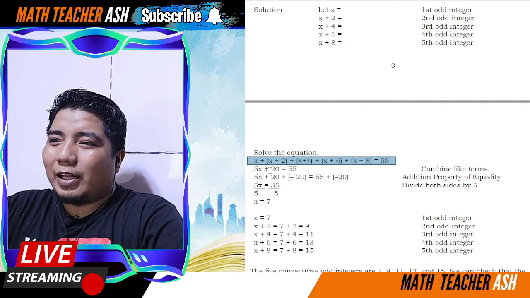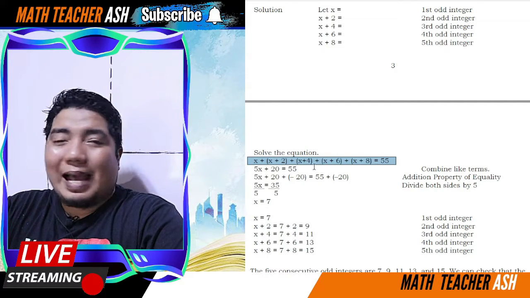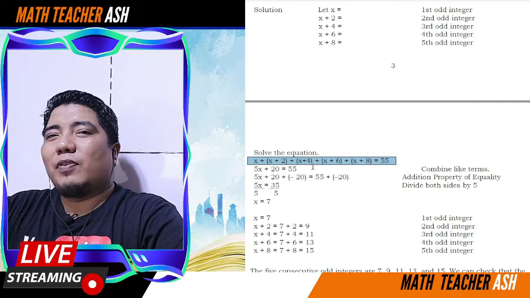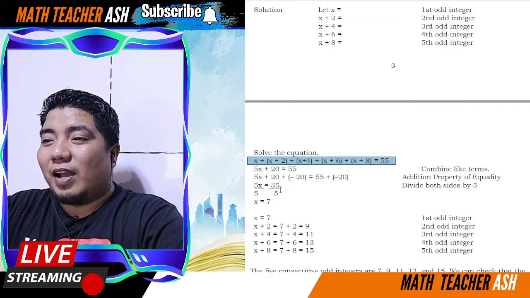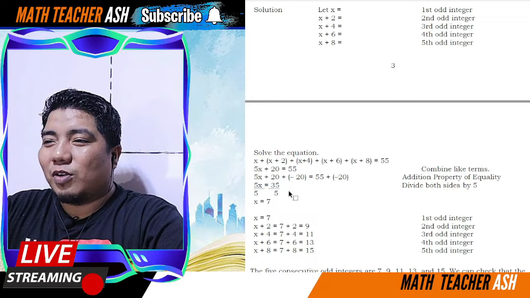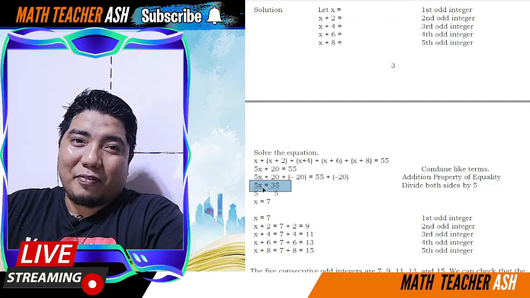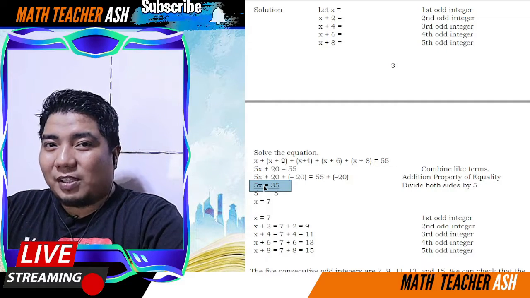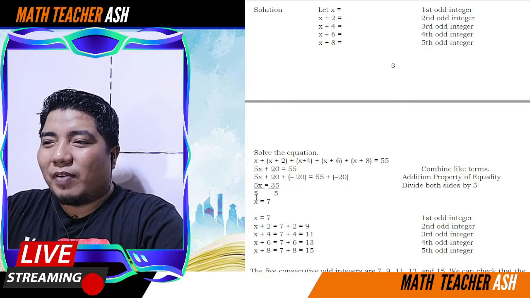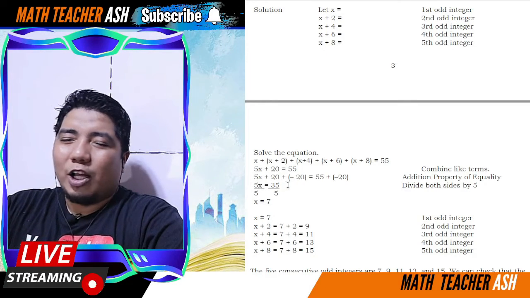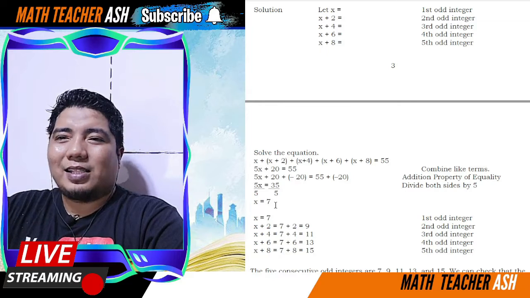Of course, combined like terms, si 20 ngayon ay ililipat sa kabila. So, 55 minus 20 na yan. So, 55 minus 20, that is 35. Ay, ito na yun. Alright. So, I hope that is clear to you. Since ang x natin ay may katabi na 5, magde-divide tayo ng 5 sa both sides of the equation. So, divide by 5 ka, makakancel ito, x na lang matira, 35 divided by 5, and that is 7.